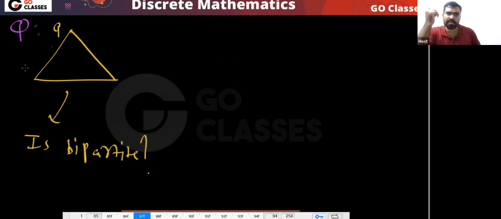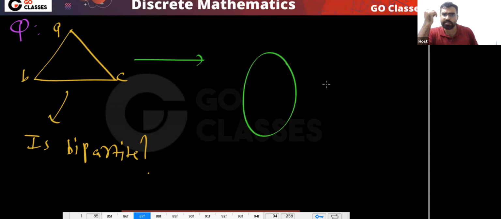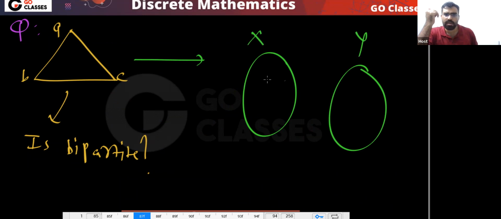Is this graph bipartite? A, B, C. So what you will do, let's try to create two partitions. Can you create two partitions? Let's see. If I put A here, then automatically B should be here, and automatically C should be here.